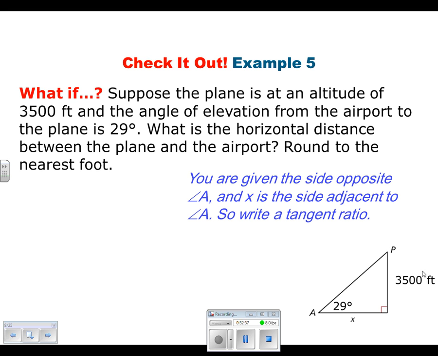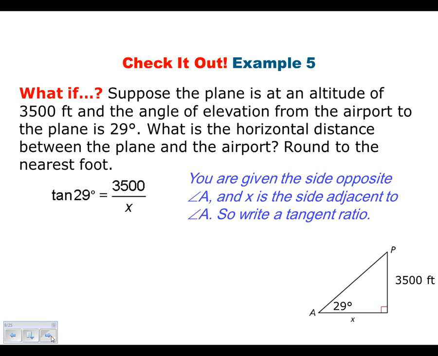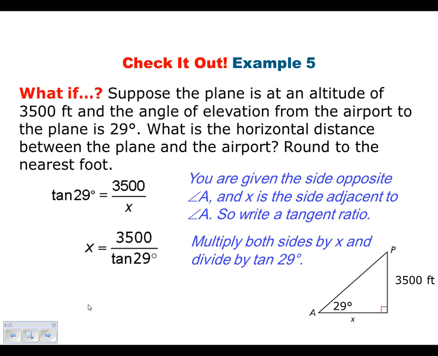We are given the side opposite to angle A, and X is adjacent to angle A, so we have the tangent ratio. Tan 29 equals 3,500 over X. Multiply both sides by X and divide by tan 29. We have X equals 3,500 over tan 29. Simplify the expression. We have X equals 6,314 feet.